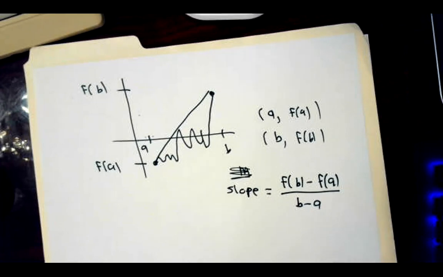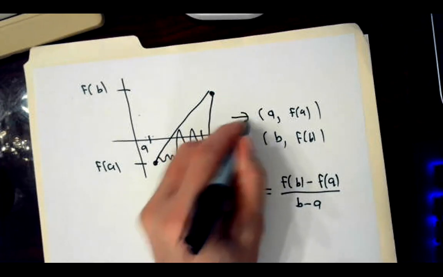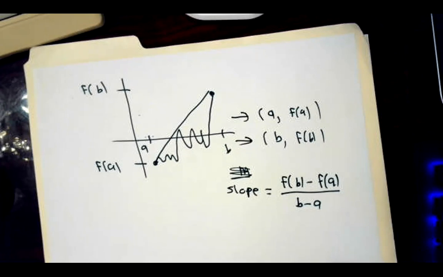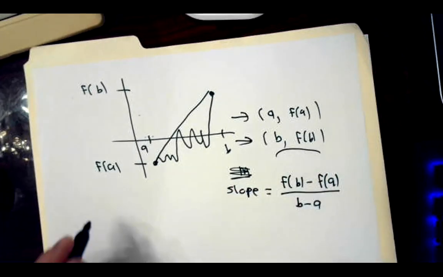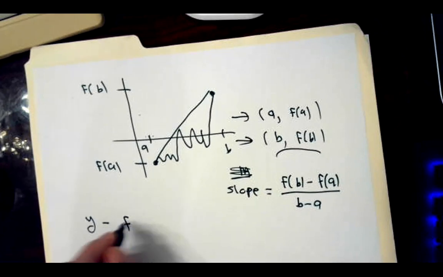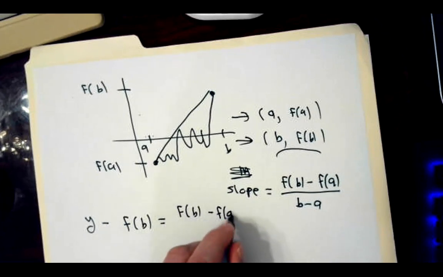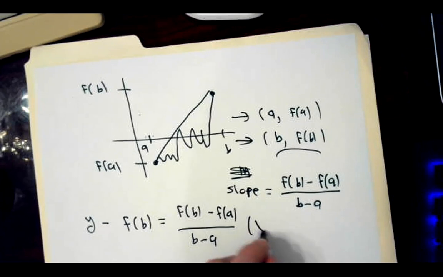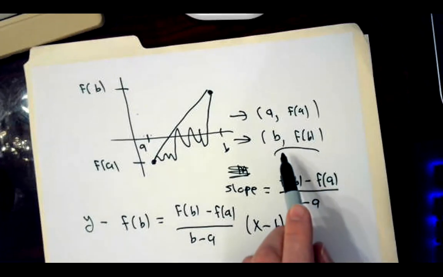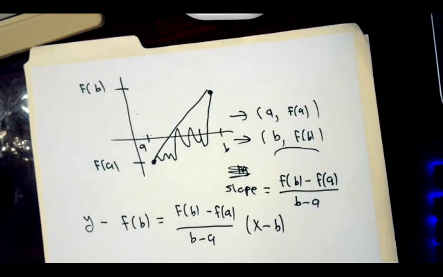Then I need to know the equation for this line. I know 2 points on it. I know that one, and I know that one. I could use either one of those. It doesn't make any difference. So I'll use the b comma f of b. Y minus the y coordinate of my point is the slope, which we have just figured out, times x minus the x coordinate of my known point. And since I'm using the point b comma f of b, that'll just be, well, b, I suppose.